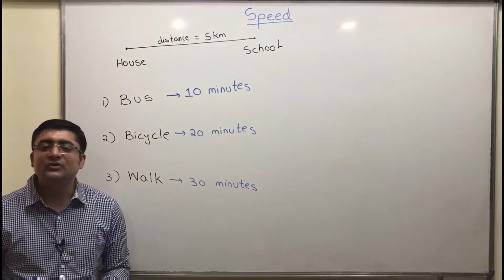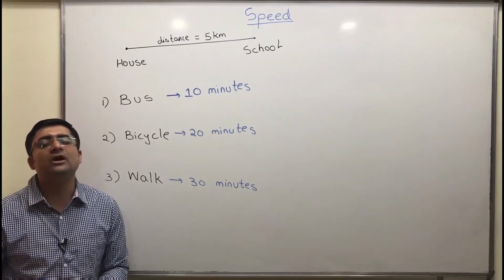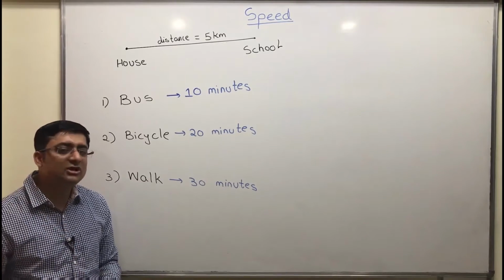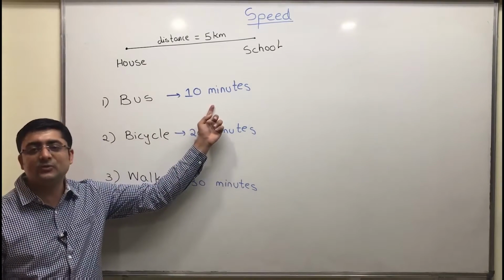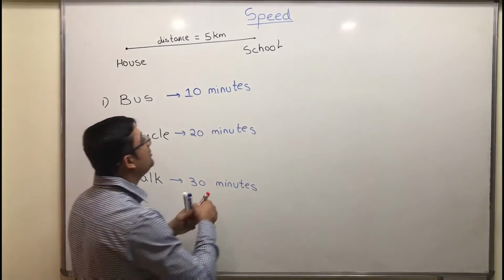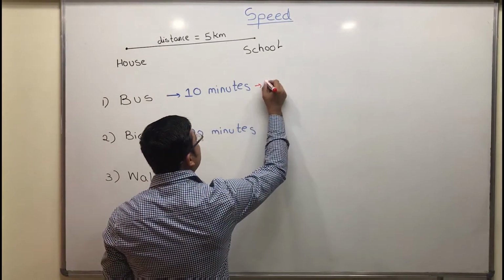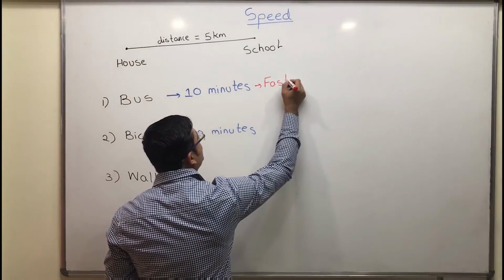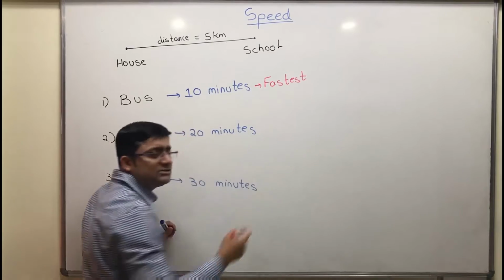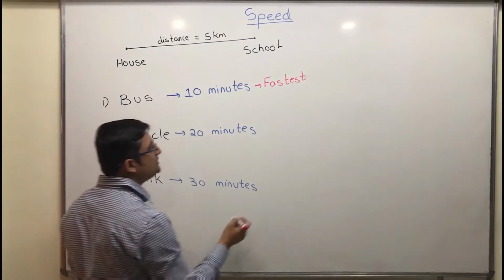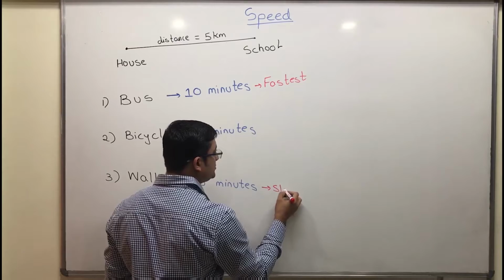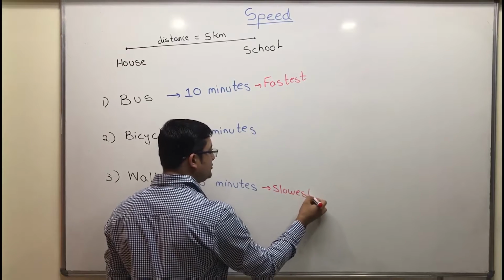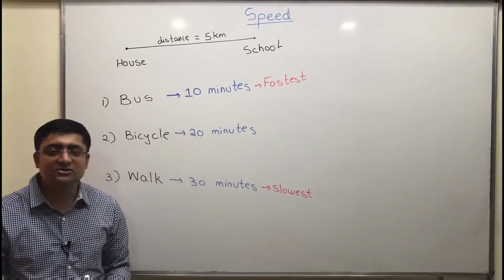So now my question to you guys is, which is the fastest way of going to school? So immediately you'll answer, bus is the fastest way of going to school. So I'll write down over here, this over here is the fastest way of going to school. And if I ask you which is the slowest way of going to school, you'll say walking. So I'll write down over here, slowest way. Now my question to you is, how did you get this fastest or slowest?